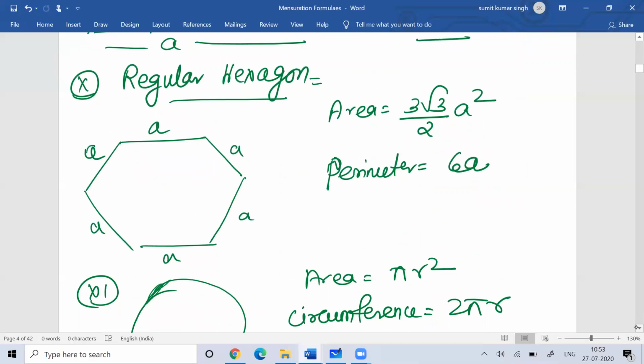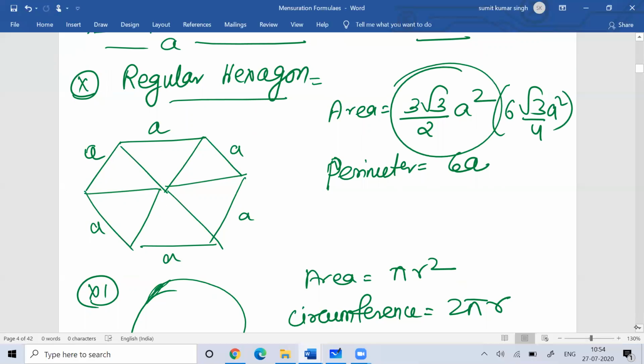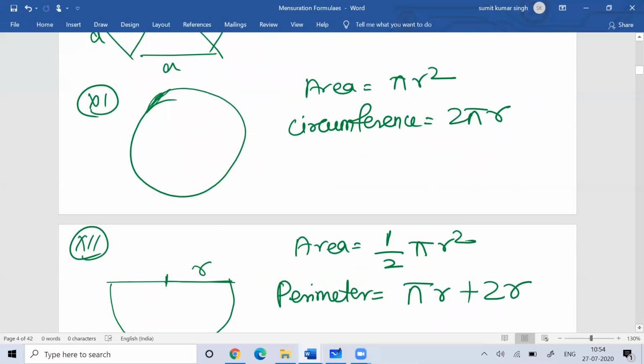Then I can talk about the hexagon. With a hexagon, I can draw 6 equilateral triangles. So if I apply the formula of 6 into root 3 by 4 of a square, I'll get this formula. Perimeter would be the sum of all sides. Regular hexagon or regular octagon means all the sides are equal. So that is what the word regular means.